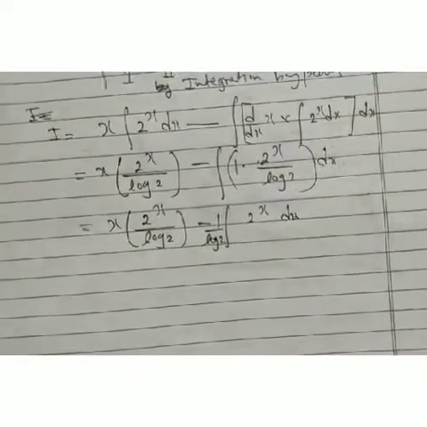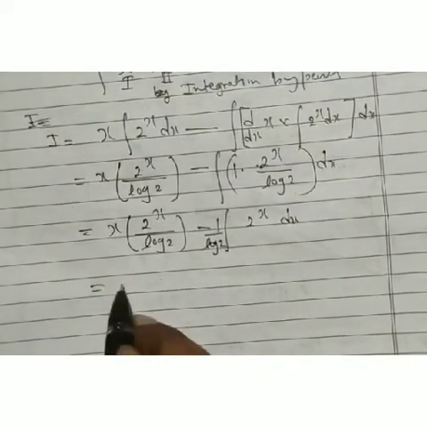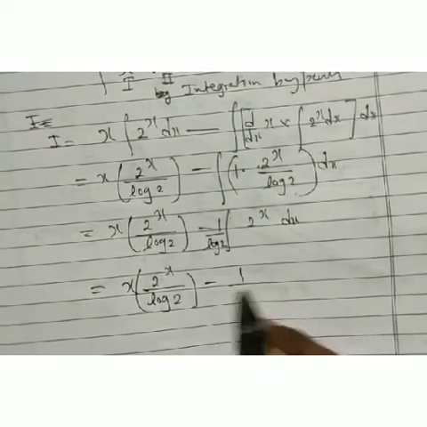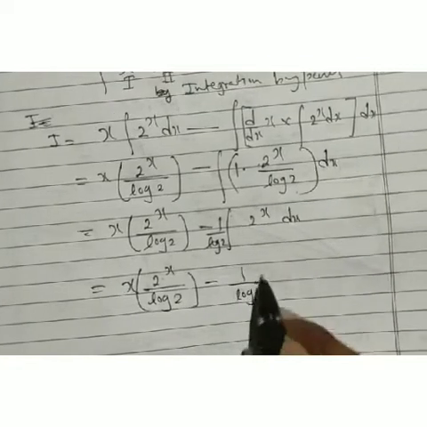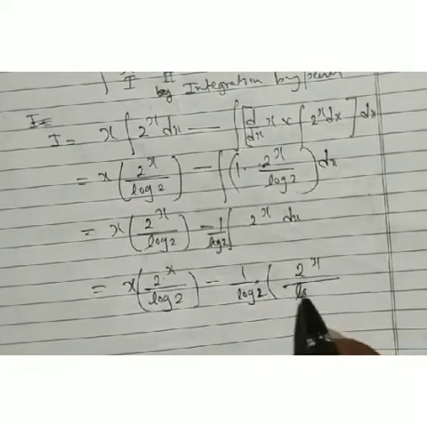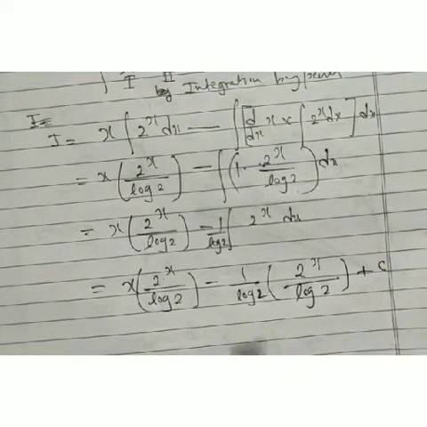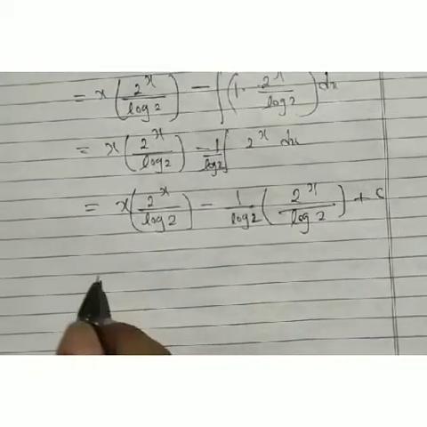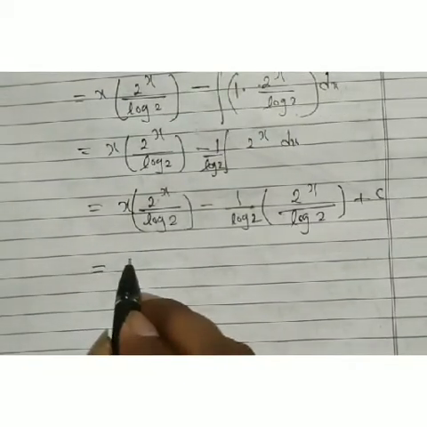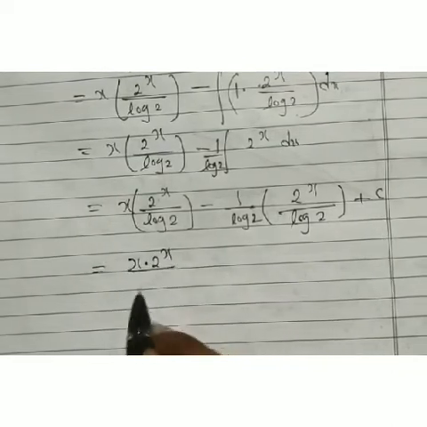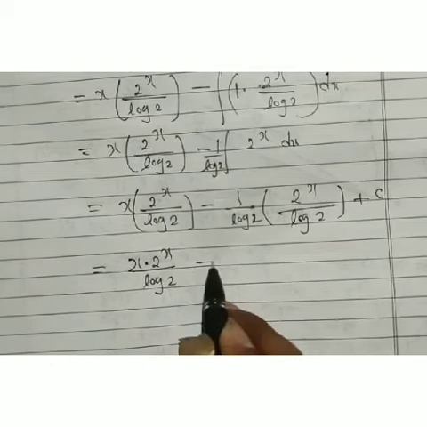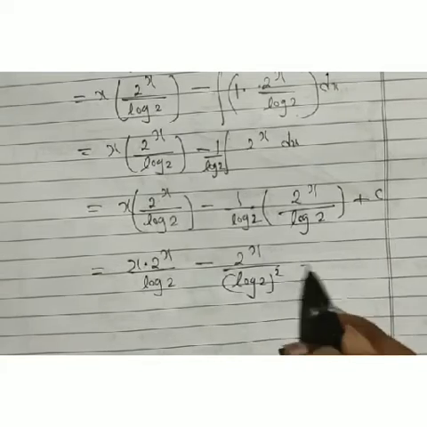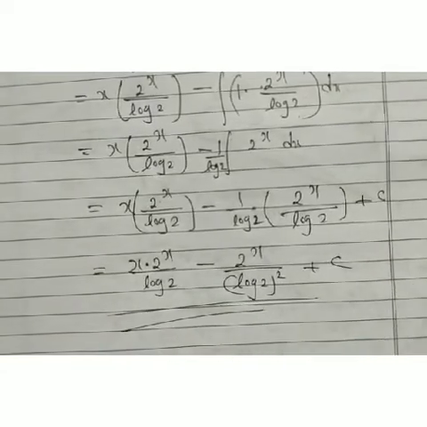Now we have to find again the integral of 2 to the power x. We have x times 2 to the power x by log 2 minus 1 upon log 2 into, again, 2 to the power x by log 2, plus c. Now we write it in simple form: x into 2 to the power x by log 2 minus 2 to the power x, over log 2 whole square, plus c. This is our required answer.